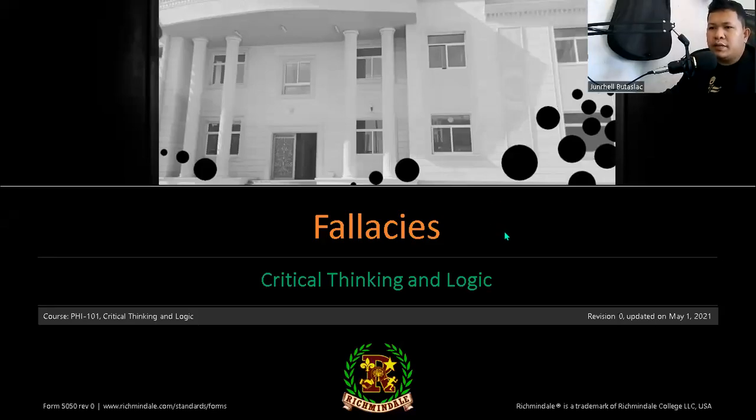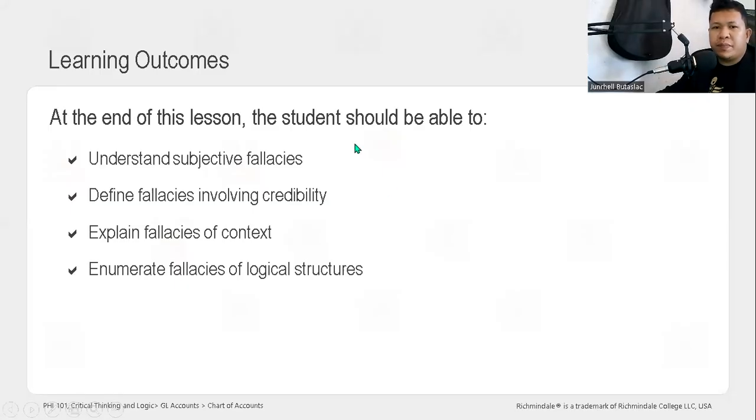Okay, students. For this topic, we will be talking about fallacies. This is part of critical thinking and logic. The learning outcomes at the end of this lesson: you should be able to understand subjectivist fallacies, define fallacies involving credibility, explain fallacies of context, then enumerate fallacies of logical structures.